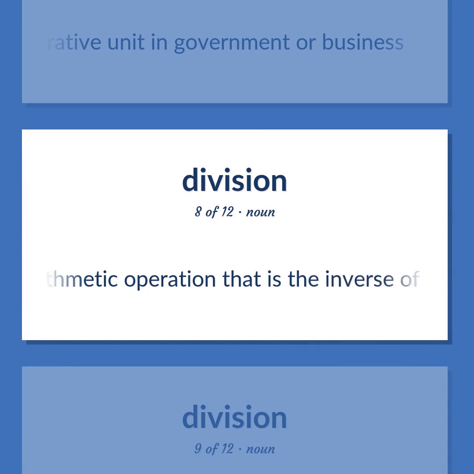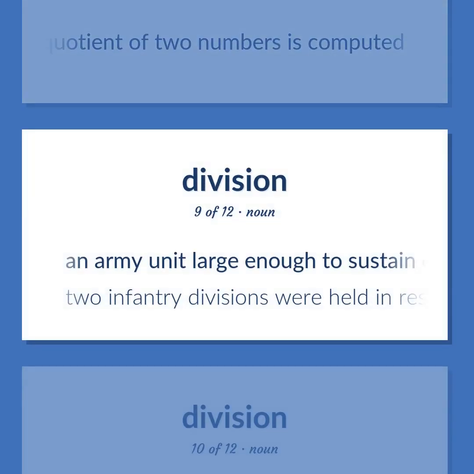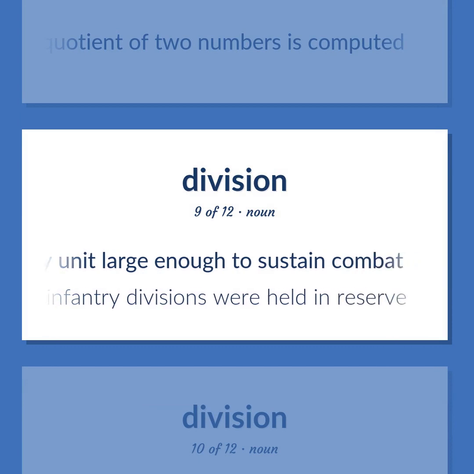An arithmetic operation that is the inverse of multiplication, the quotient of 2 numbers is computed. An army unit large enough to sustain combat. 2 infantry divisions were held in reserve.